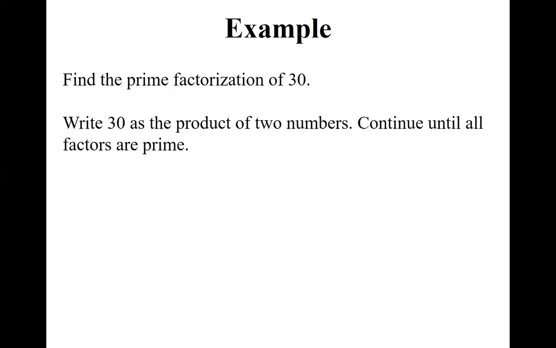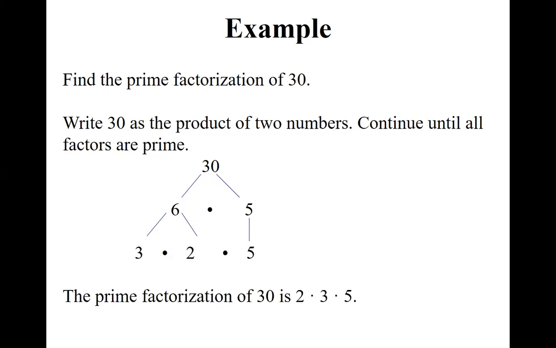So 30. We could make a factor tree breaking down 30 into the product of two numbers. For instance, 6 times 5. 6 can be broken down further, but 5 is prime, so 5 stays 5. 6 can be 2 times 3, or 3 times 2. And 3 and 2 are both prime, so we've reached a prime factorization. 2 times 3 times 5.